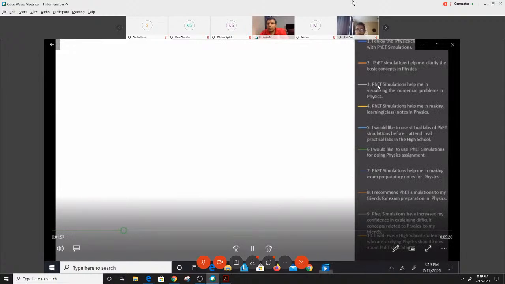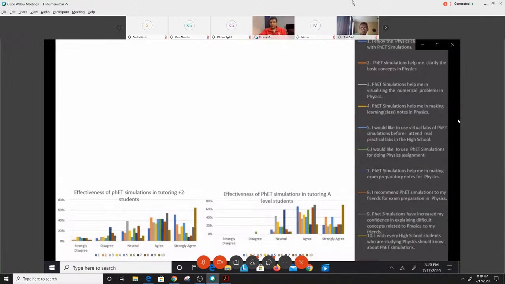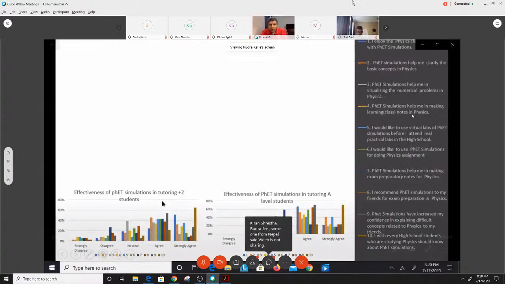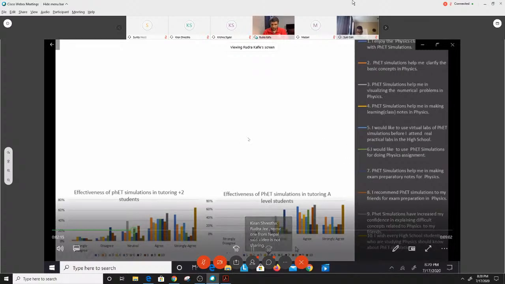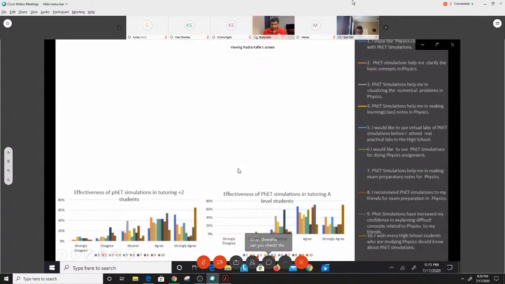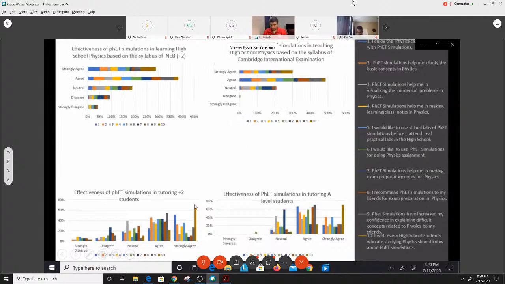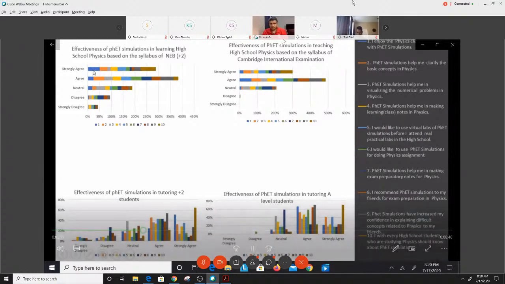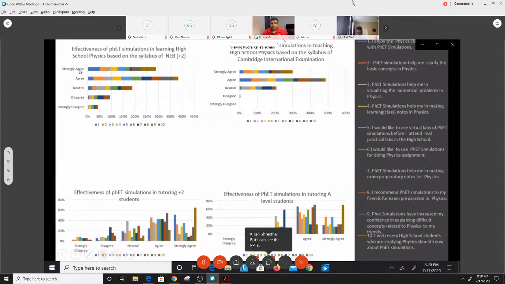So as a summary of all these responses, we come onto this chart. As you can see on this chart, the responses of strongly agree and agree were higher in comparison to strongly disagree and disagree for plus two students. And the same was seen here for A-level students as well. In addition to that, what we find is the strongly agree responses for question number 10 and question number 1 contribute highly, and then for the response agree, the responses from question number 9 and question number 2 play a high role here, as you can see from the start.